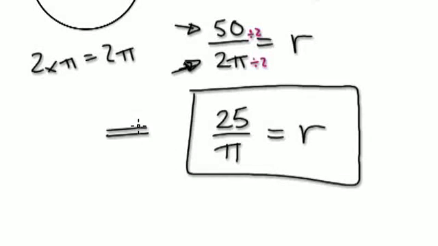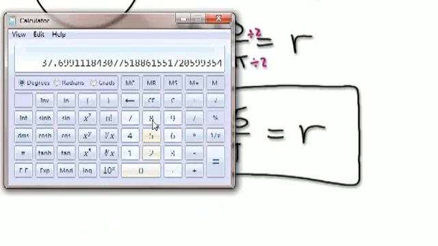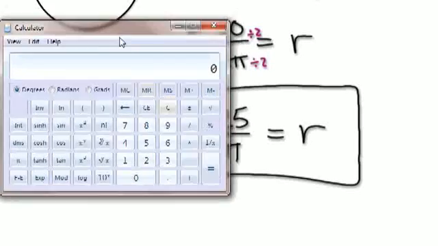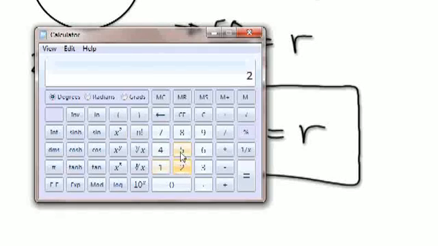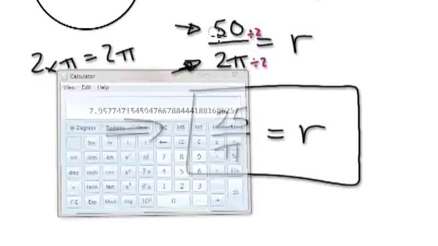So r equals this. If you really want to know the answer, just leave it as this. But if you really want the decimal answer, then just punch in 25 divided by pi, and it equals a long decimal.